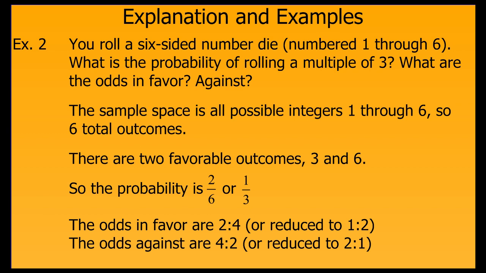The odds in favor would be 2 to 4, 2 favorable outcomes to 4 unfavorable, or we could reduce that down to 1 to 2. The odds against would then be 4 to 2, or 2 to 1.